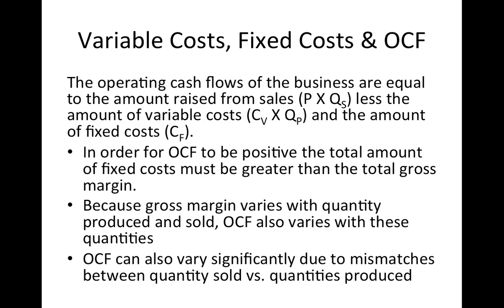In order for you to have positive operating cash flows, your gross margin has to be bigger than your fixed costs, period. The gross margin is going to vary based on the quantity that you sell and produce, because that's going to affect both your total sales and your total variable cost. But the fixed costs themselves don't change based on quantity or cost sold.